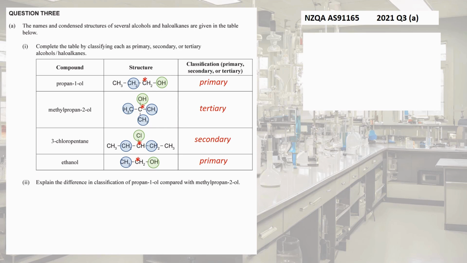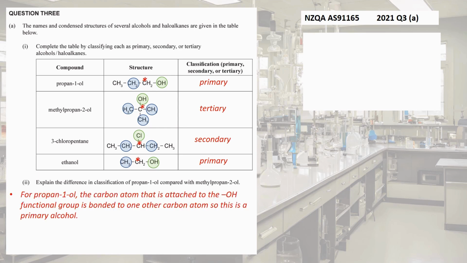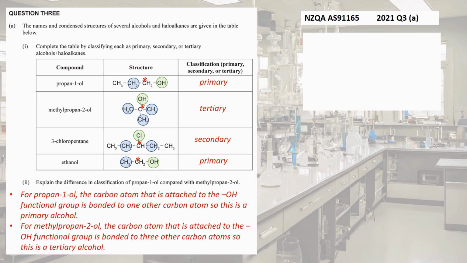So remember what we said is the carbon that is attached to the OH functional group, that's this one here with the asterisk, is bonded to one other carbon, so this is a primary alcohol. So we're very clear with our language. We talk about which one is bonded to the functional group and how many other carbons it is attached to.